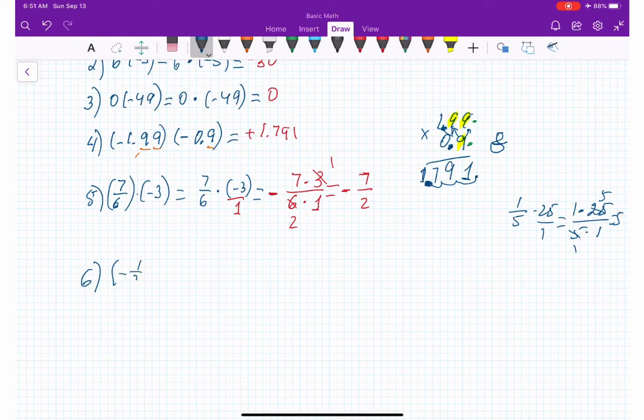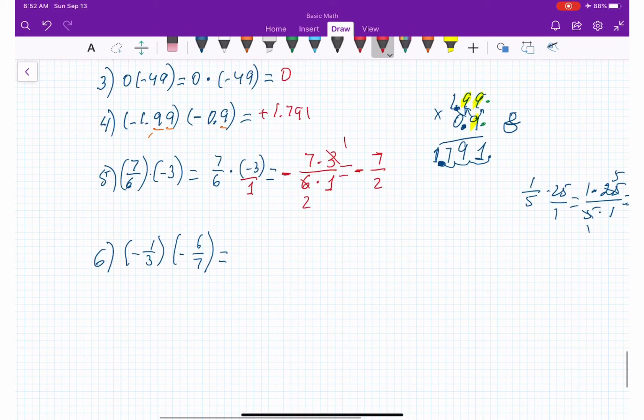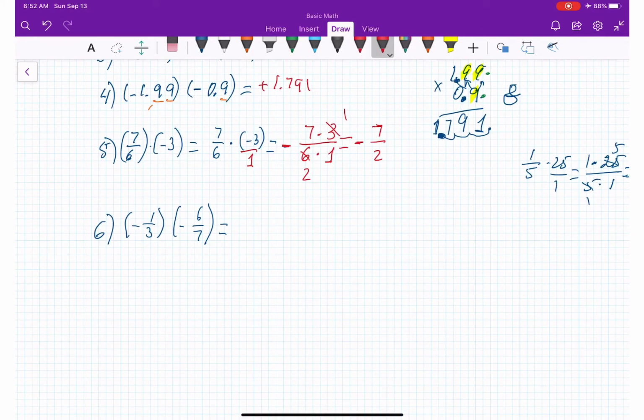-1/3 times -6/7. Okay, since we have negative times negative, the product is going to be positive. Here it is, the case. So what we are going to do is multiply numerator by numerator, denominator by denominator. So 6 and 3 I can reduce by 3. This is 1, this is 2, and we get 2/7.